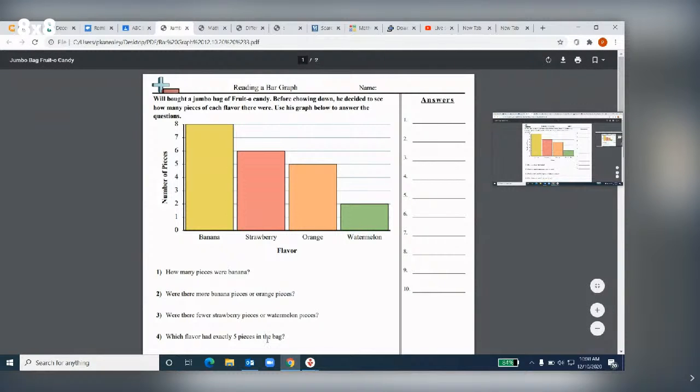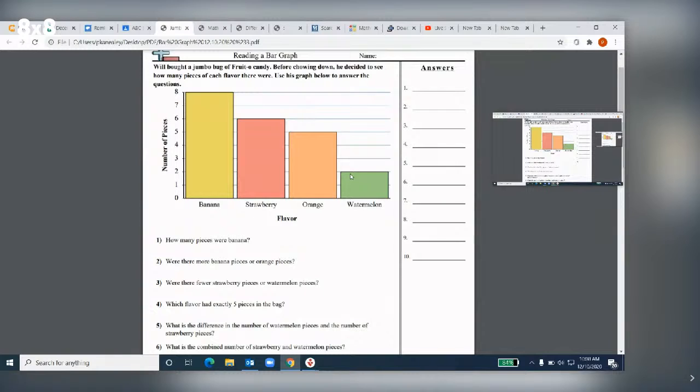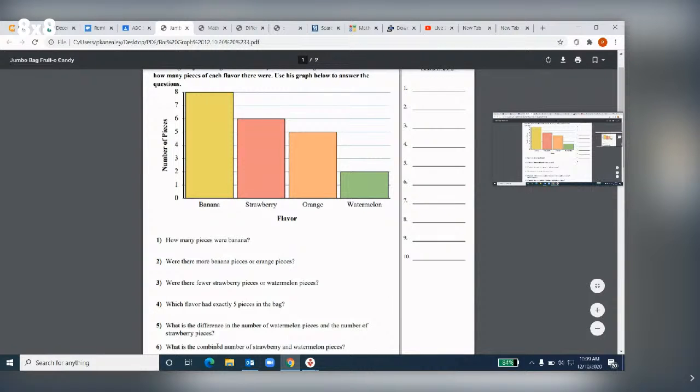Which flavor had exactly 5 pieces in the bag? We're going to look, so if we go over to 5 and just go all the way across, we're going to see that orange had exactly 5 pieces of candy in it. Okay. So what is the difference in the number of watermelon pieces and the number of strawberry pieces? So watermelon had 2 and strawberry had 6. So it's going to be 4 different pieces. Okay. 6, what is the combined number of strawberry and watermelon pieces? So strawberry has 6, watermelon has 2, so that's going to be 8.